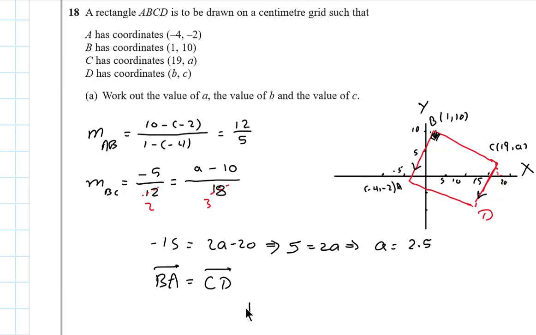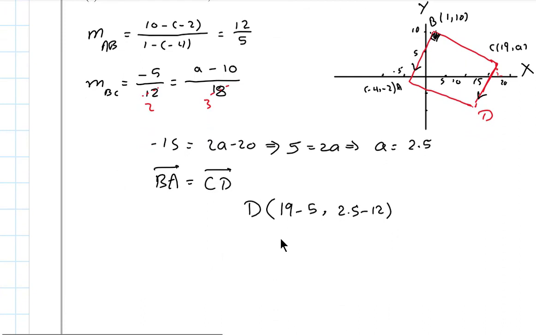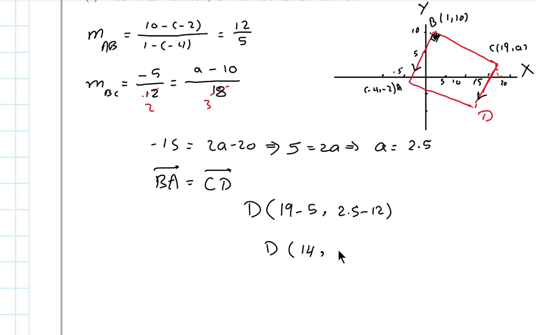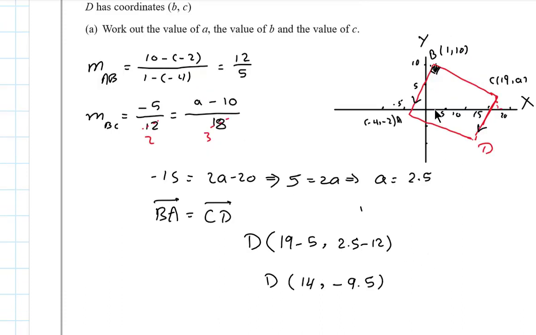The coordinate of D will be 19 minus 5. Also, 10 becomes -2. So we move 12 downwards, right? 10 minus -2 is 12. So also 2.5 should move 12 down, minus 12. Okay, and so D should be what? D should be 14 and -9.5.